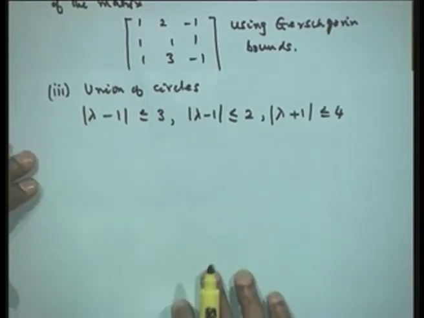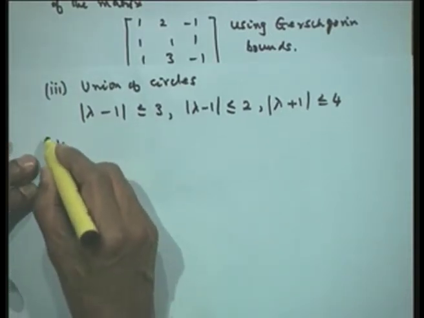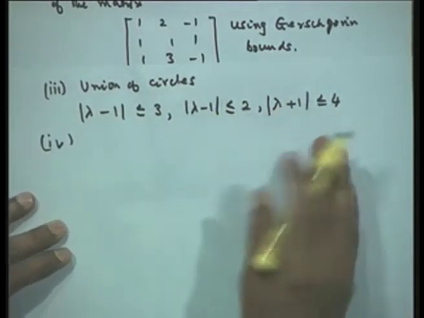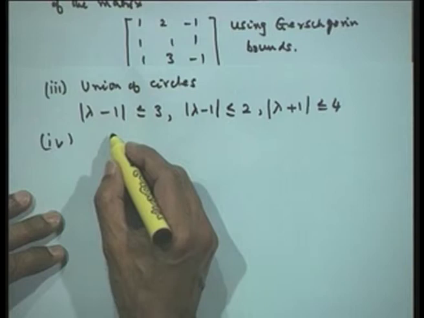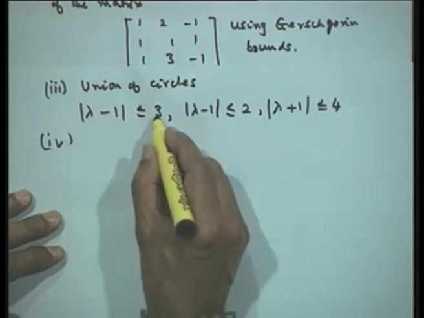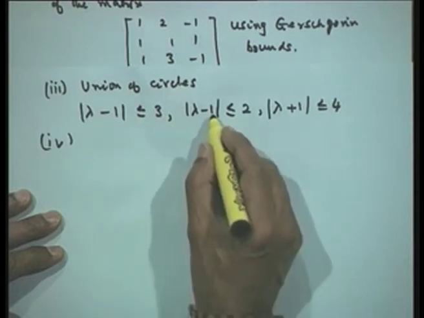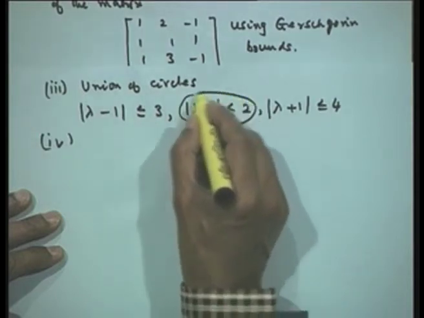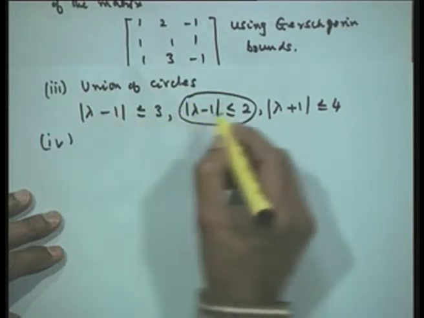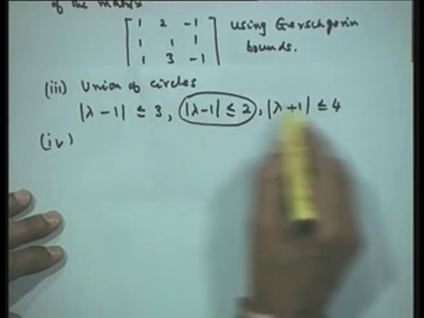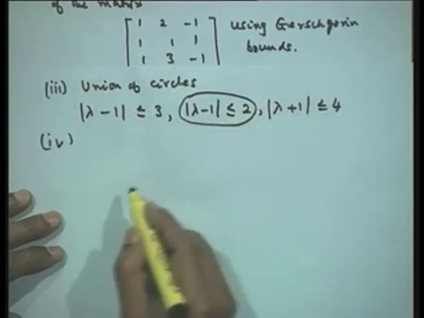Now, before I proceed to the fourth one, we can look at whether any one of these bounds is contained in the other one. Let us just see, this is a circle with center at 1 radius 3, and this one center at 1 radius 2. This circle is inside this circle. So, we do not need to consider this particular one, but these two are intersecting. So, we have to consider both of them.